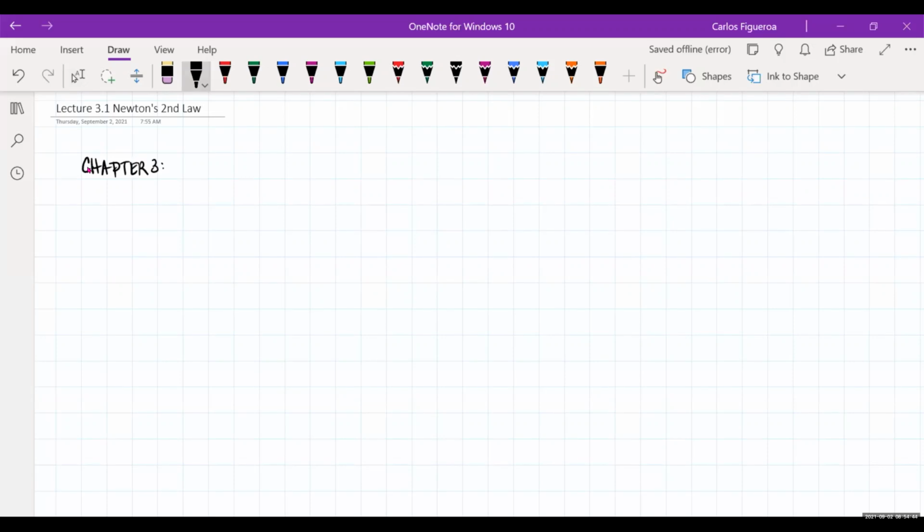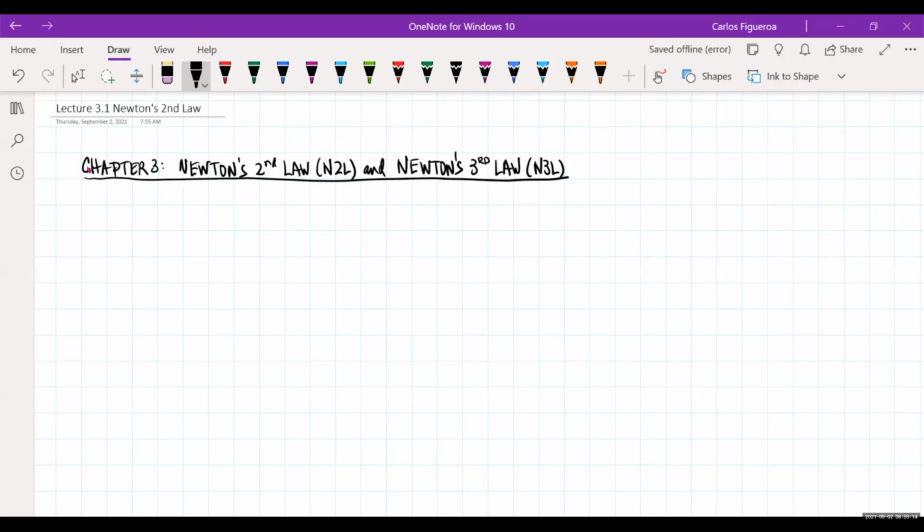And what we're going to do in chapter 3 here is talk about Newton's second law, which we call N2L, and Newton's third law, which we call N3L. I think this chapter is a game changer. I think there's a lot of really, really good stuff in this chapter.